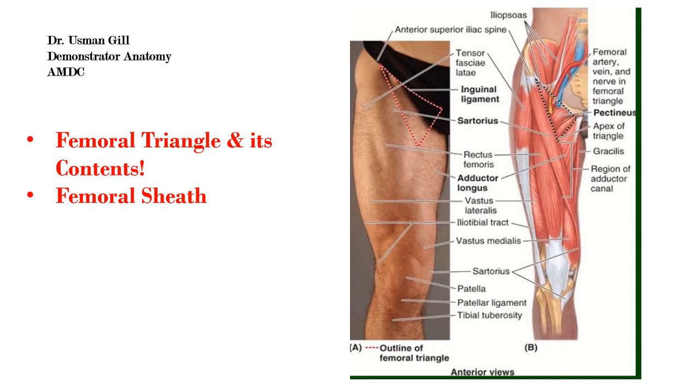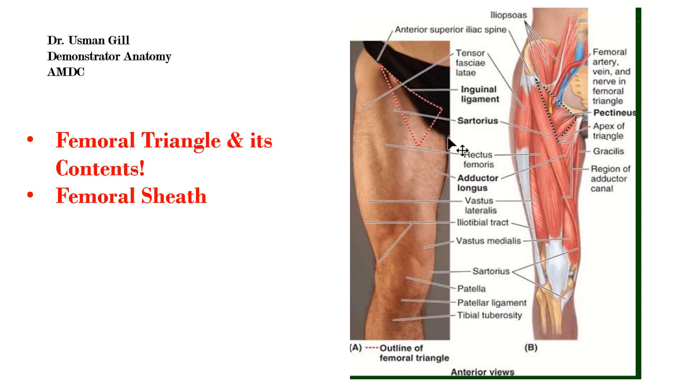I am Dr. Usman, and today we are going to talk about the femoral triangle and its contents. So, what is the femoral triangle? As you can see here, the femoral triangle, as the name suggests, is a triangle. It is a triangle in our femoral or upper thigh. This is the femoral part or upper thigh part of our body, and this triangular area or landmark is known as the femoral triangle.